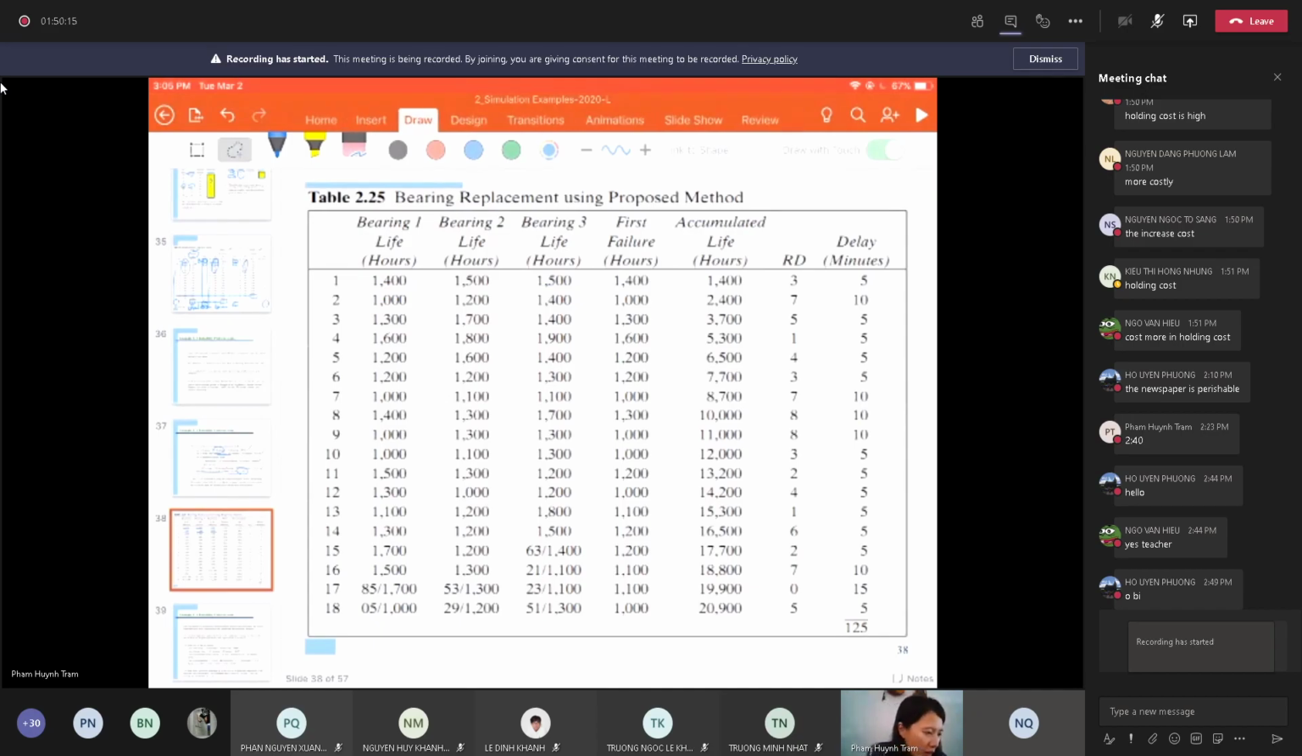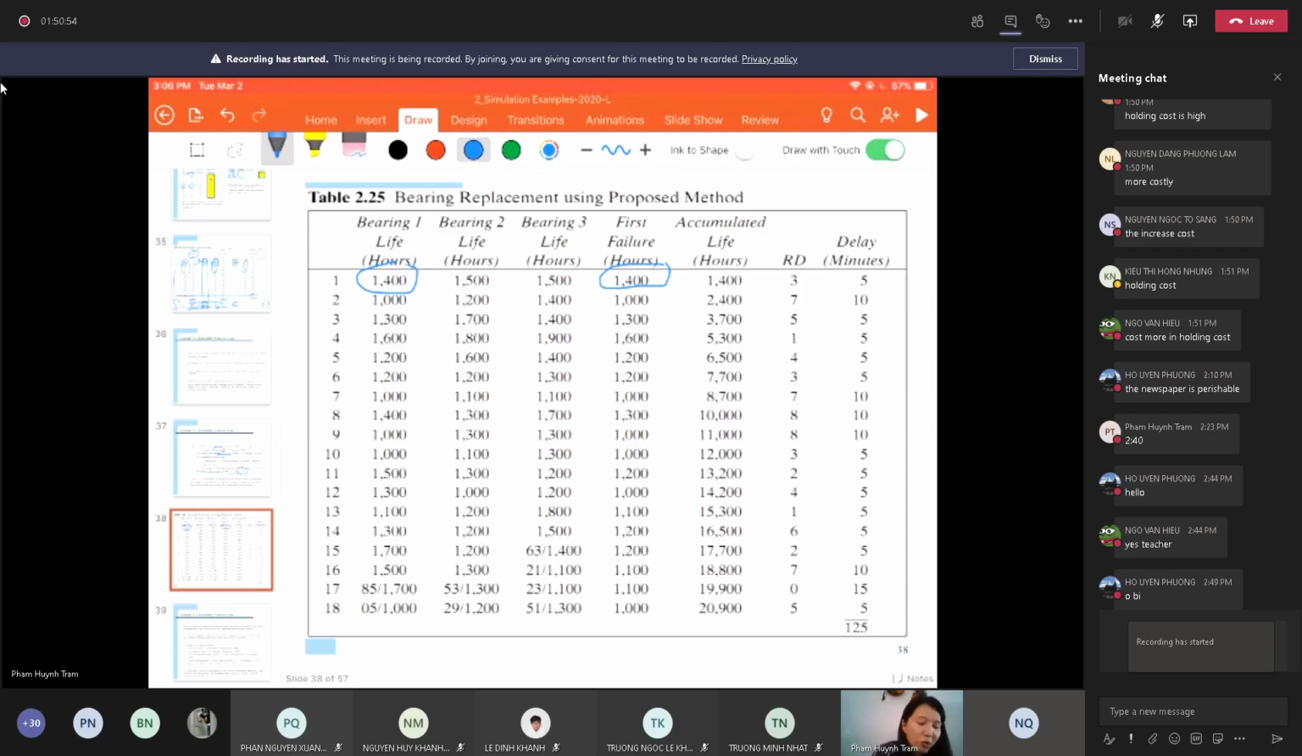Now let's look at this one. Number 1, bearing 1 life is 1,400 hours. Bearing 2 lifetime is 1,500. And bearing 3 lifetime is 1,500. So which one failed first? Bearing number 1 failed first, right? Bearing number 1 has the least lifetime, so this one will fail first. The first failure will occur at 1,400 hours.